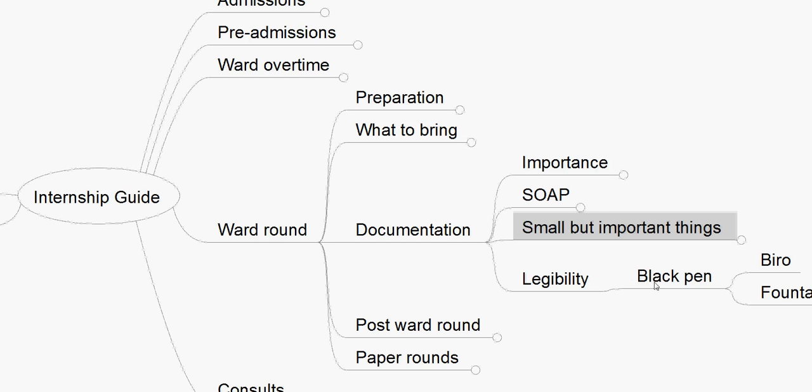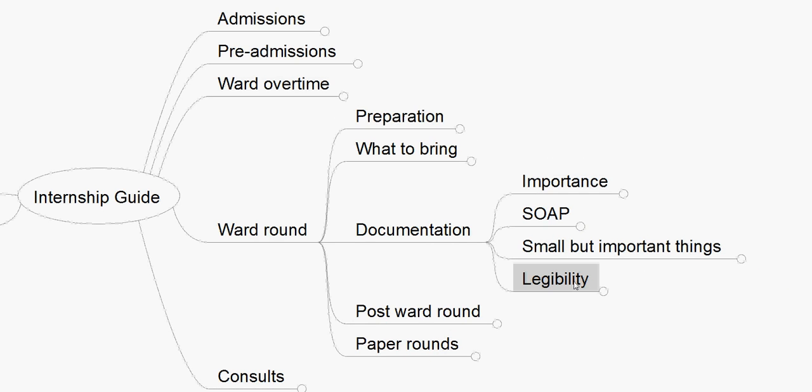Welcome back, guys. Today we're going to talk a little bit about the ward round and documentation. Again, I like to say that please, if you have any trouble, consult your senior and always use some common sense. In terms of documentation, it's probably the most important thing that you do throughout your day.